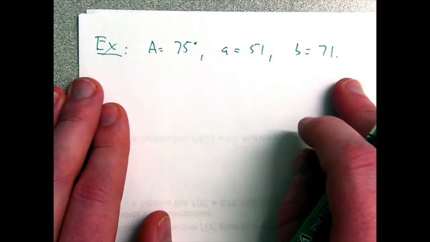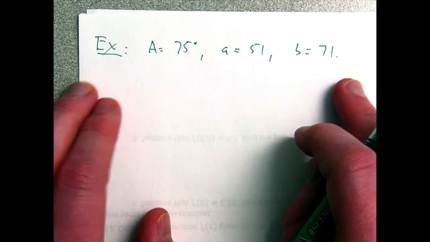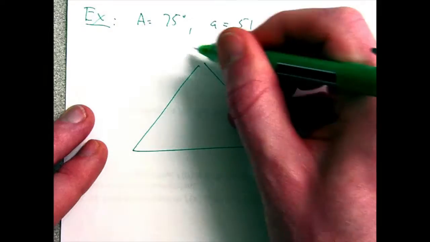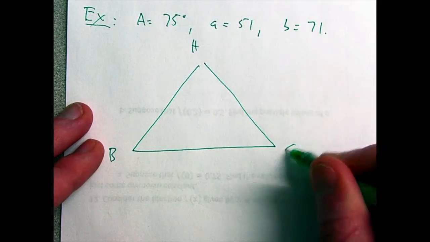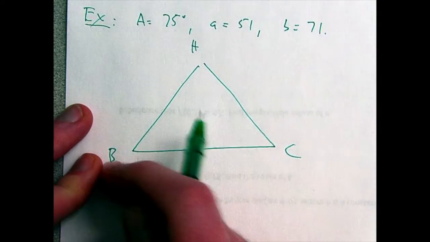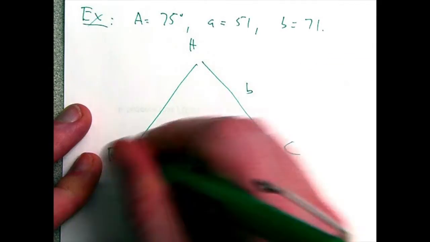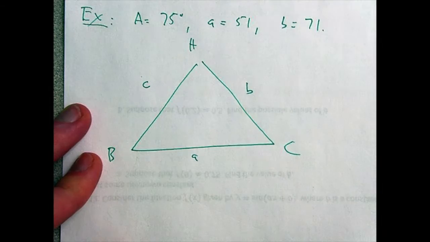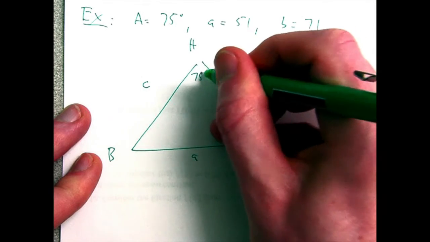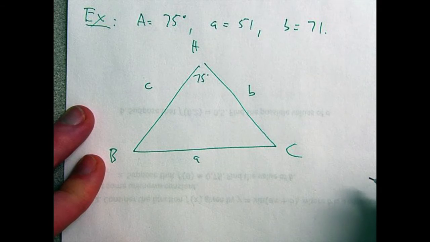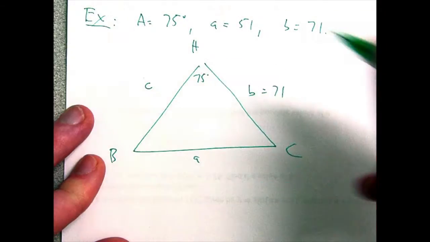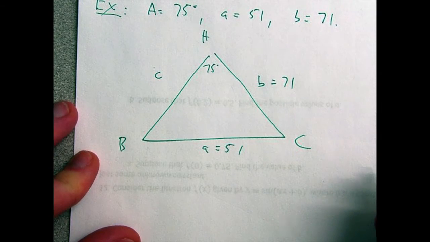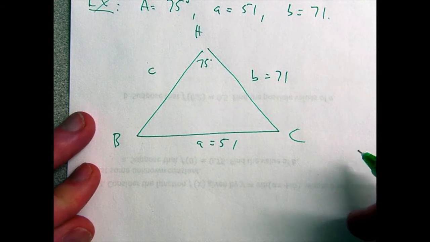Okay? So as I said before, whenever you're given this textual information, you should always draw the triangle. Makes it way easier to understand what's happening. So here's my triangle. Let's call this capital A, capital B, capital C. It doesn't matter what you label things, as long as you follow the convention that little b is opposite angle B and little c is opposite angle C, and so on. So this is 75 degrees. Little b is 71. Little a is 51. Okay? And here's my triangle.